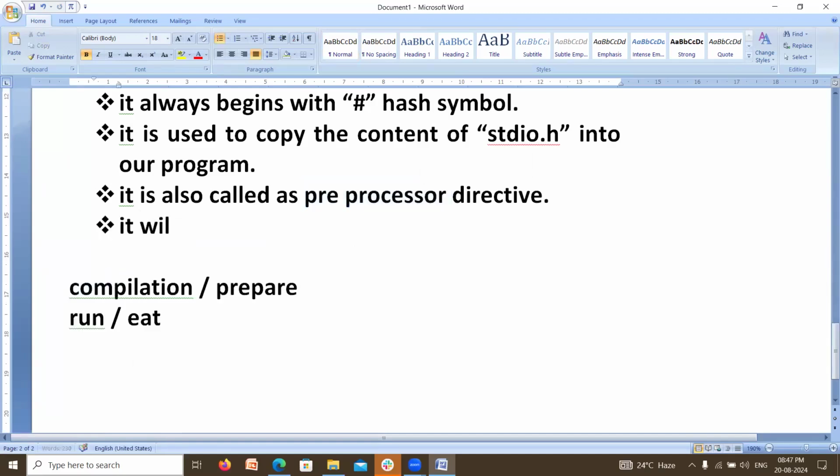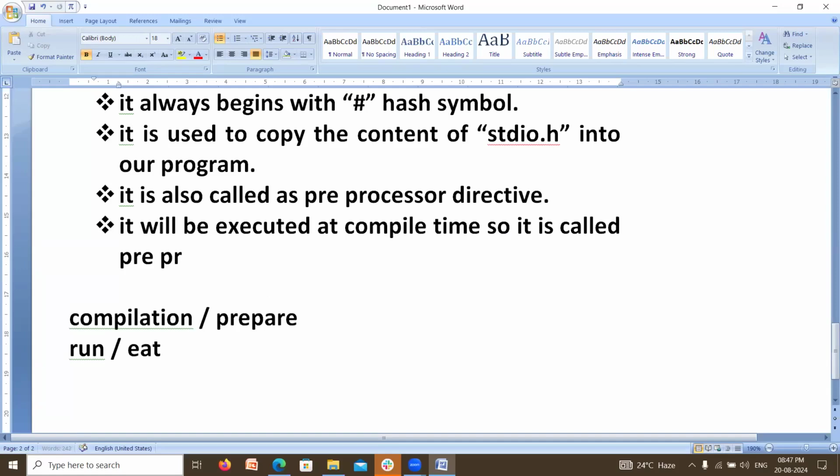So it will be executed at compile time. So it is called preprocessor.